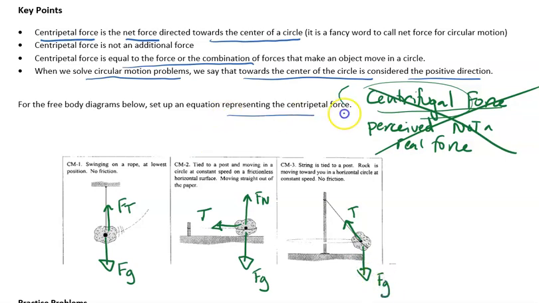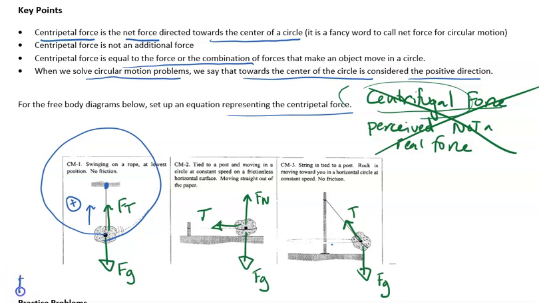So now let's go ahead and set up an equation representing the centripetal force. In this picture, it is moving in a circle in that vertical direction. So we know towards the center of the circle, this is the center right here, is a positive direction. So for this one, F net C is going to be equal to our tension force minus force of gravity. And again, F net C represents the centripetal force. Cool, let's try another one.